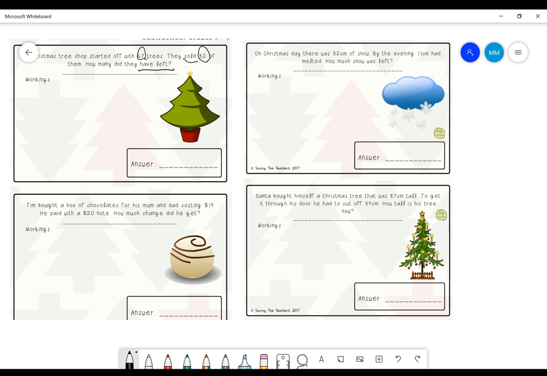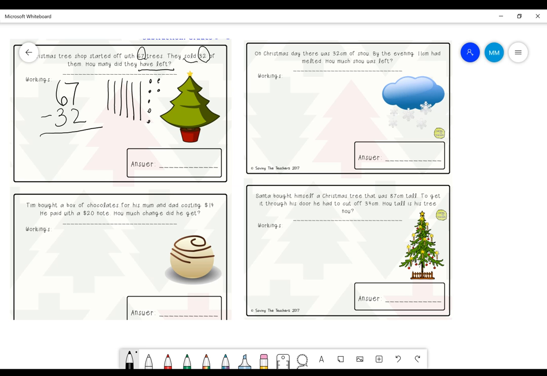So looking at the numbers that we have, what number is going to be my whole, 67 or 32? Which number is bigger? 67. So 67 is my whole. And I'm going to draw that too. So 67 is 6 tens and 7 ones. And how many trees sold at the Christmas tree shop? 32. So I'm going to be taking away 32.